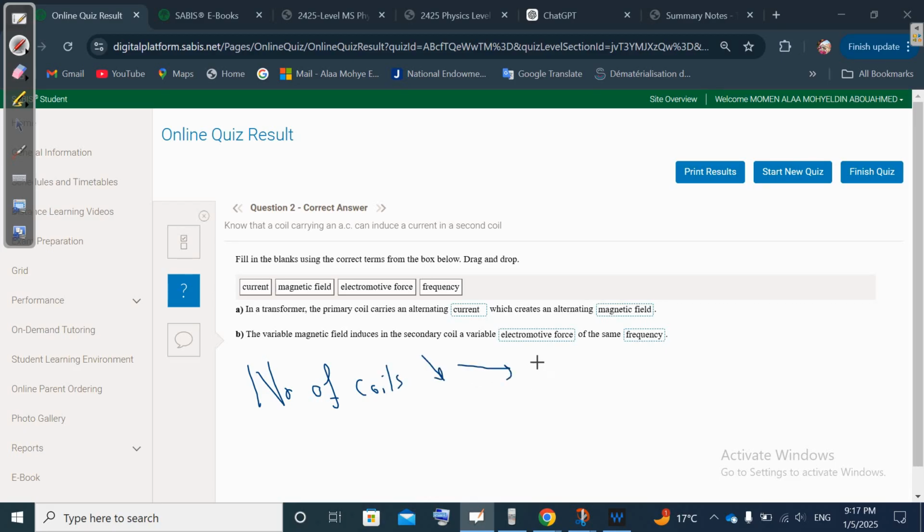When the number of coils decreases, this is a step down. When the number of coils increases, this is a step up. Okay, so just keep this in mind for future questions in the quiz.